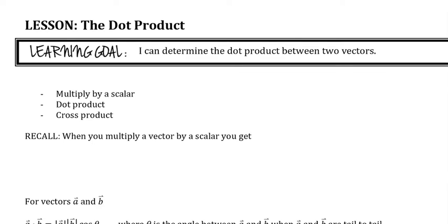I've talked a lot about how vectors don't behave like numbers. So we're going to really start to see that as well today. And we've already talked about multiplying. So these are the three products involving vectors.